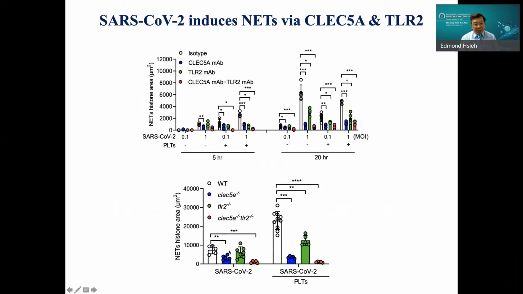And again, if you incubate with the virus, you will find mild net formation. In the presence of vesicle, there's a strong net formation. However, in the Clef5 and the Clef5 TOR2 double knockout mice, there's actually no obvious net formation.